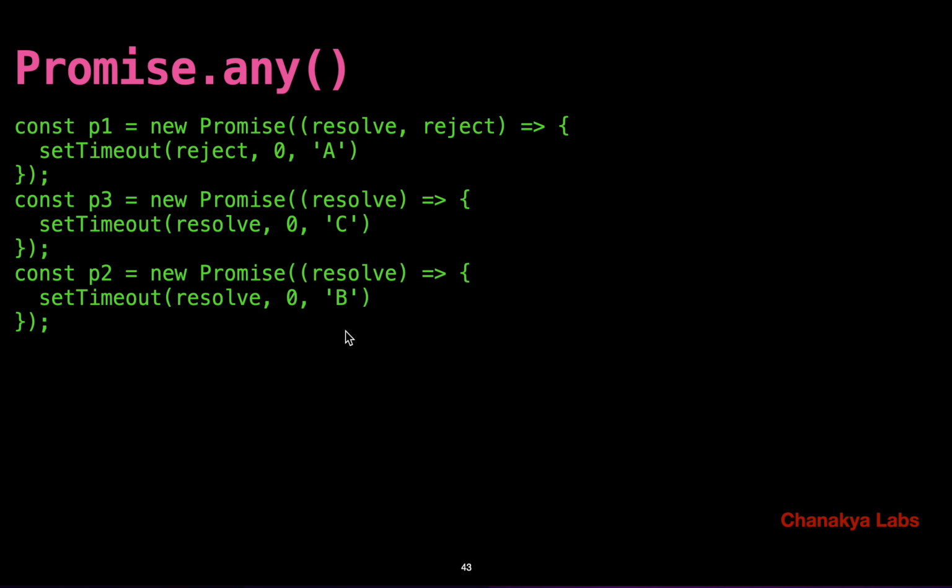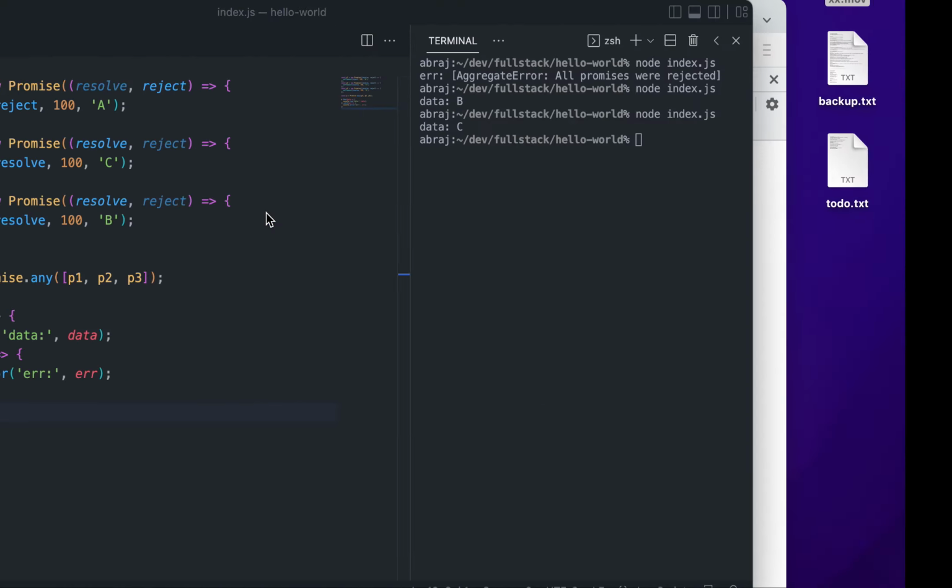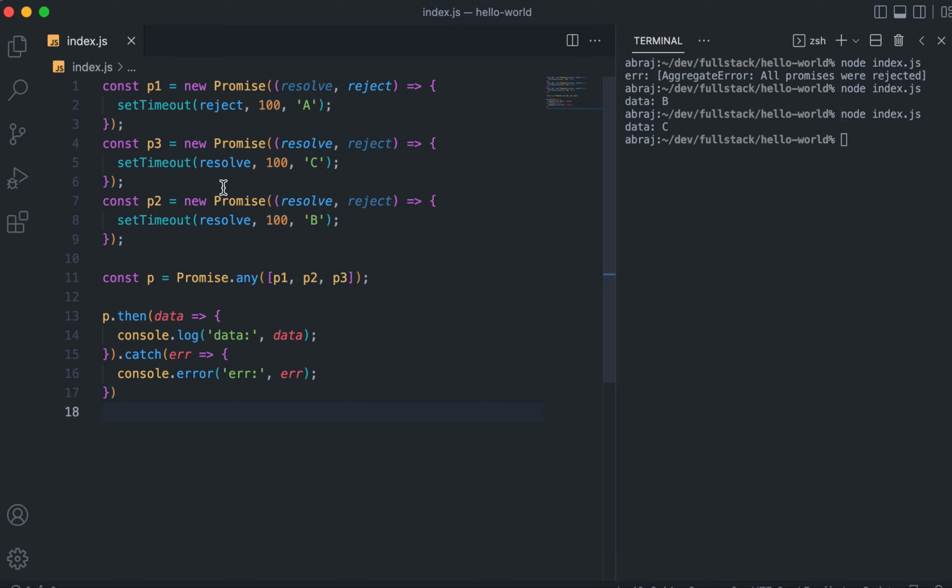And if I swap the order, then again I get C rather than B. So this is what we saw. Now let's say there are two promises, and one is resolving, one is rejecting. That is fine.